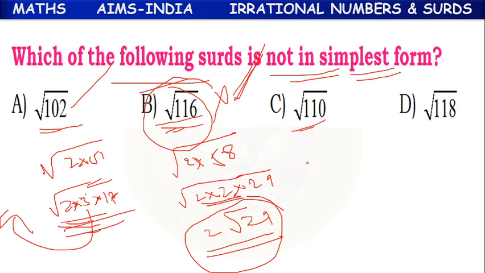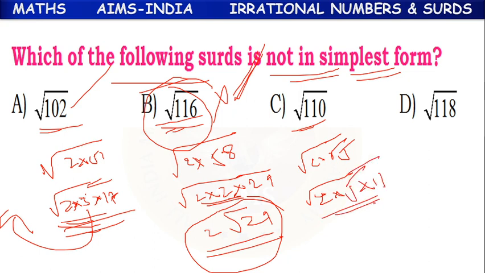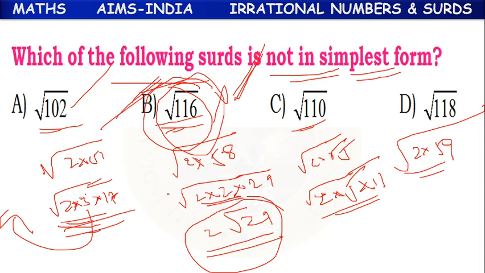Let's check the others also. Root 110: 2 into 55, 2 into 5 into 11, which cannot be simplified. Root 118: 2 into 59, cannot be simplified further. So root 116 can be simplified further. It is not in the simplest form because its simplest form is 2 root 29. So B option is the correct answer.